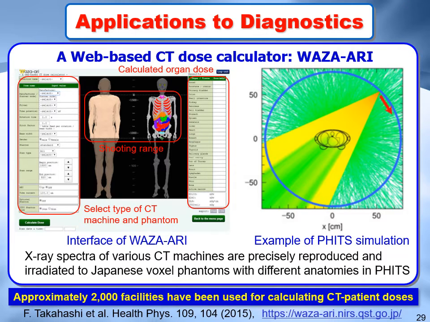As for the applications to diagnostics, PHITS was used in the development of a web-based system for evaluating patient organ dose in CT exposure, named WAZA-ARI. In this development, X-ray spectra of various CT machines are precisely reproduced and irradiated to Japanese voxel phantoms with different anatomies in PHITS. Using this software, you can easily calculate the organ doses by selecting the type of CT machine and phantom, and shooting range, without performing PHITS simulation. Approximately 2,000 facilities have used it for calculating their CT patient doses.